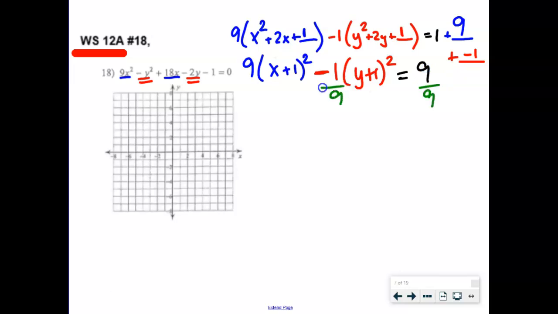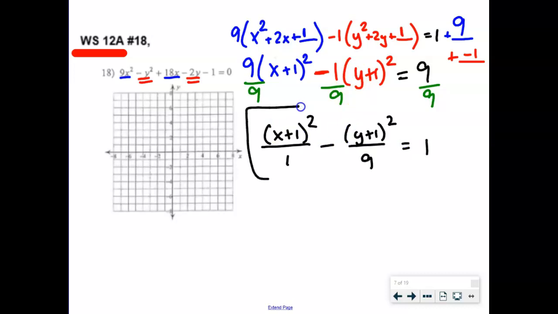And we want to leave these with denominators, and we want to reduce. So this fraction becomes x plus 1 squared over 1. And then this fraction is a minus in front of it, but then it's y plus 1 squared over 9. And it equals 1. So this is fantastic. You guys have this lovely, what's going to be a horizontal hyperbola. I'm going to ask you to find all that, and I'm going to ask you to graph it.